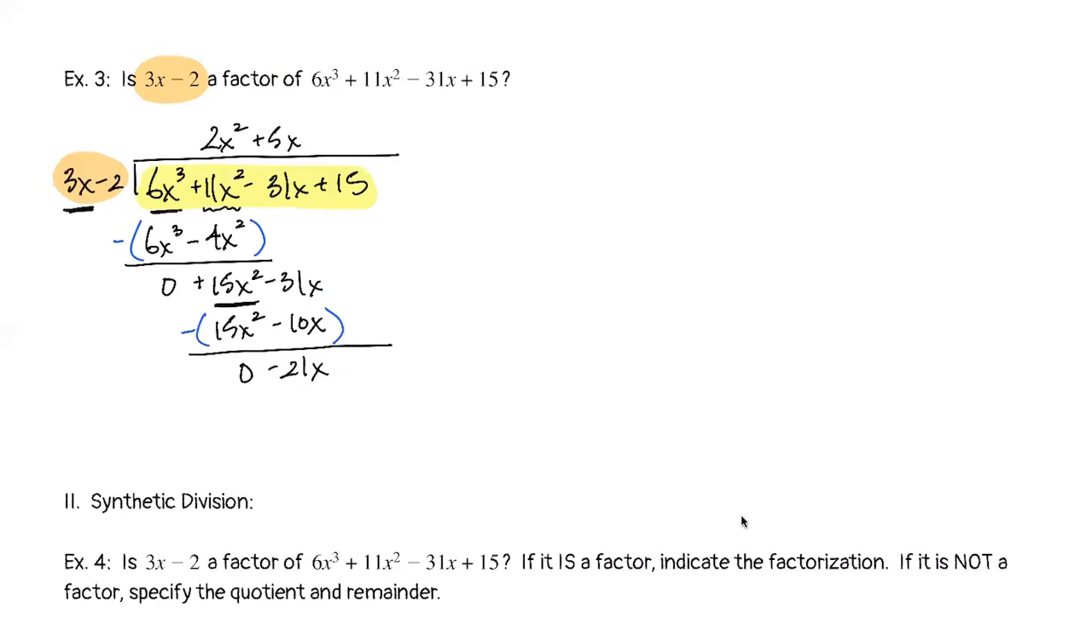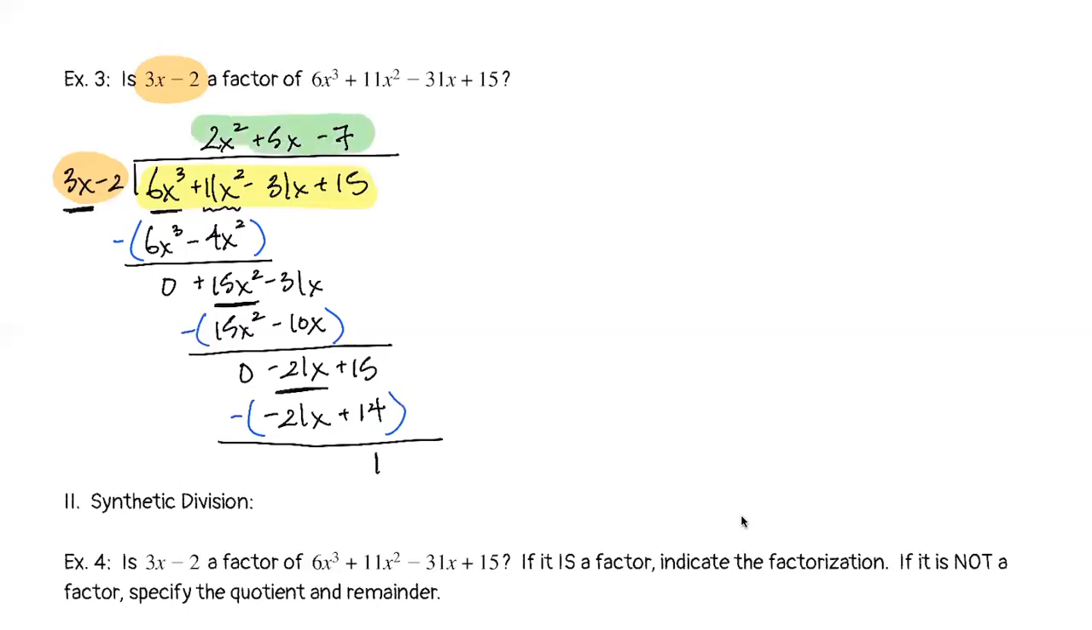And now I'm going to bring down the 15, okay? And we're going to ask ourselves this question all over again. 3x times what gives me negative 21x? And that's going to be negative 7. So I get negative 21x plus 14. And now I have to subtract the whole thing to see what I get. Well, the x's cancel out, but 15 minus 14 doesn't give me 0. It gives me 1.